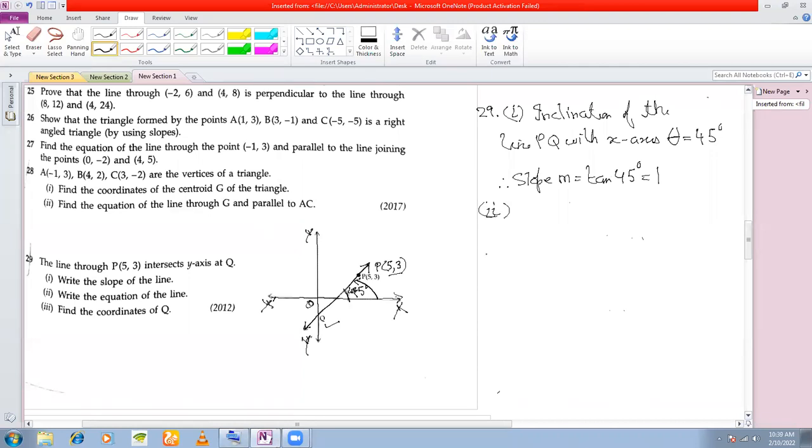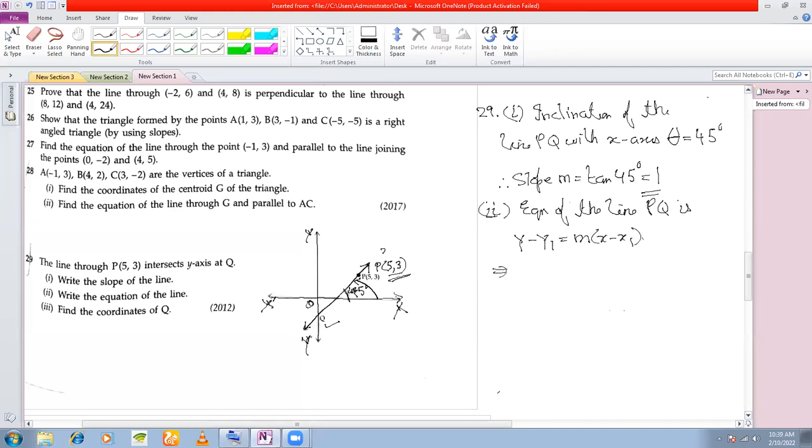Write the equation of the line. Equation of the line PQ, right? So how do you find out the equation of this line? You know the slope of the line, 1, and you know one point on the line, P, right? So which form do you use? The point slope form, right? Equation of the line PQ is y minus y1 is equal to m times x minus x1.